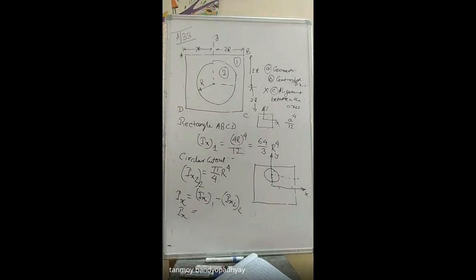Okay, so in this case, since the centroidal axis of the square as well as the circular cutout are collinear, that is why we can directly subtract Ix1 and Ix2. Had it not been collinear, we would have to apply the parallel axis theorem, which we will be discussing in the later problems.